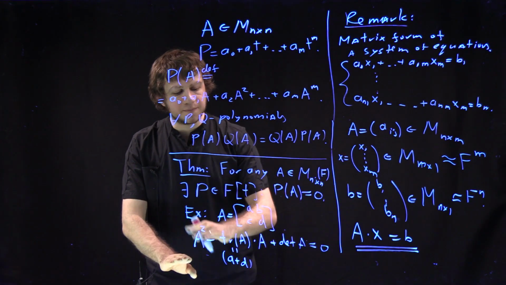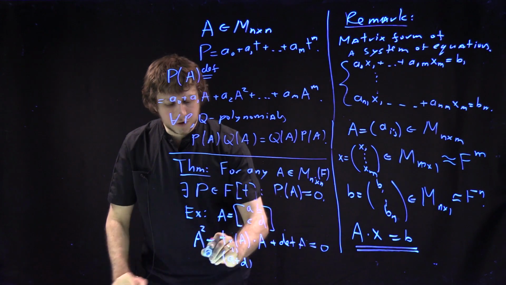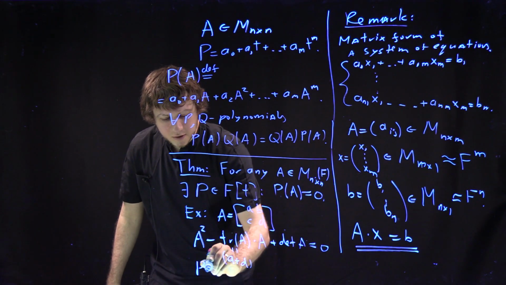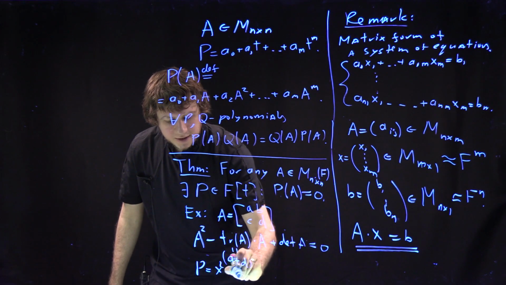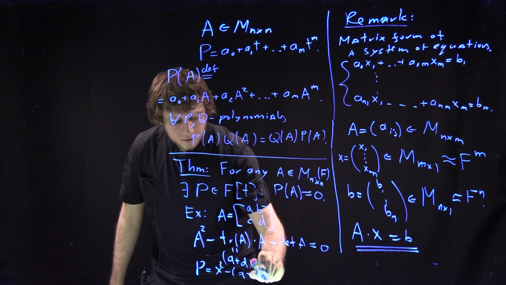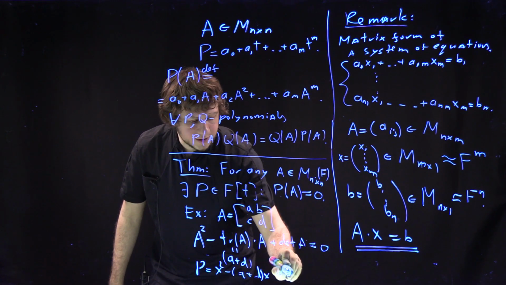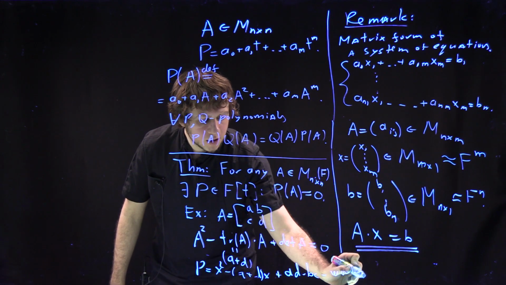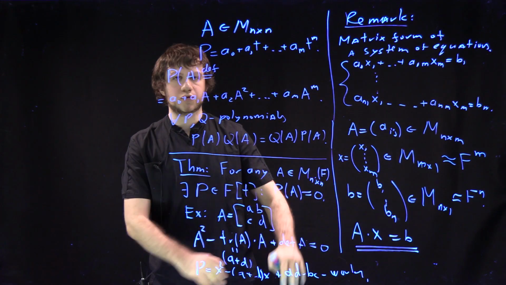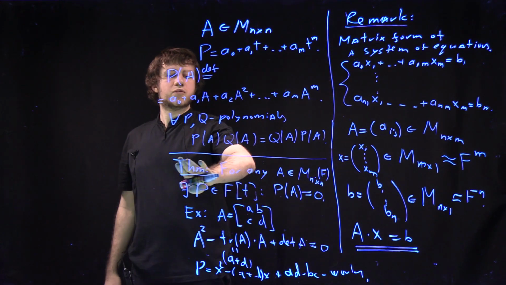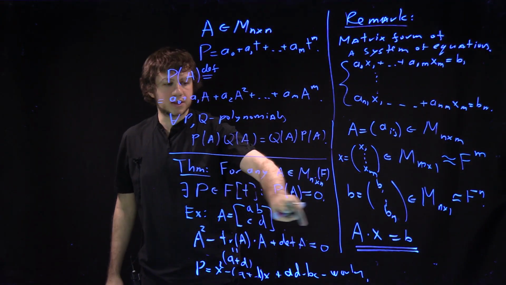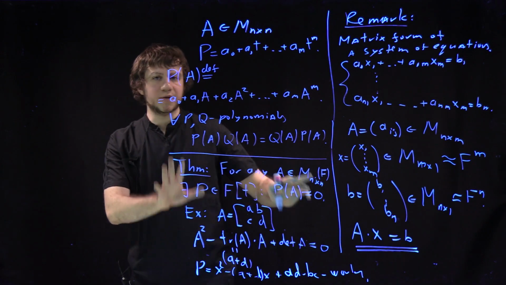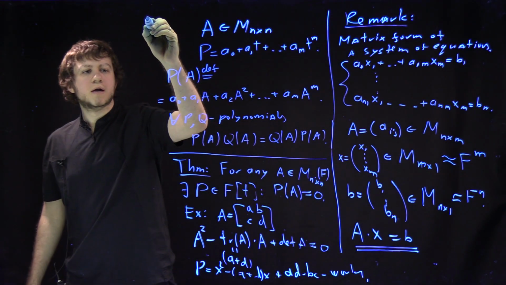But here is a beautiful degree 2 polynomial. So basically, p equal to x squared minus (a plus d)x plus (ad minus bc) works. So this polynomial, if you plug in A, you get 0. But the theorem tells that for any matrix, there exists such a polynomial. That's an abstract statement, which does not follow from here. So let me prove it.